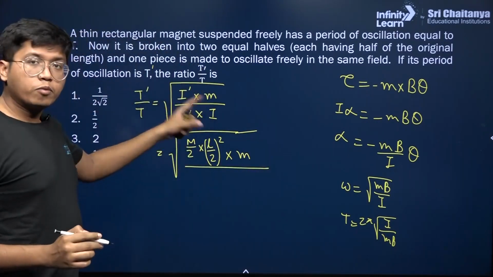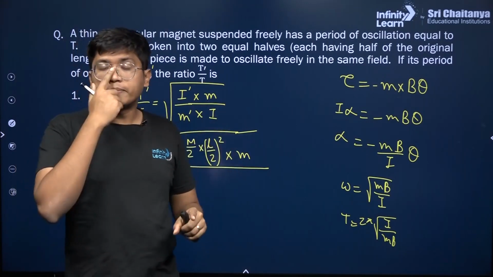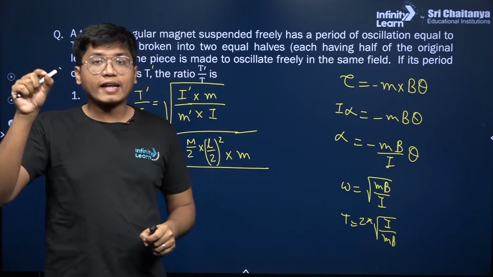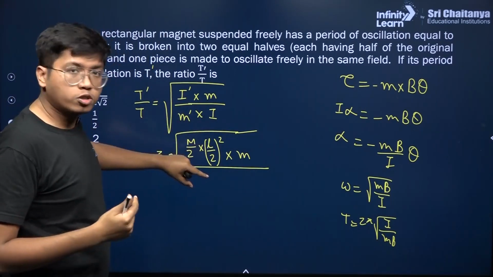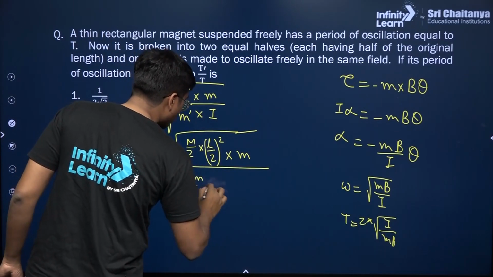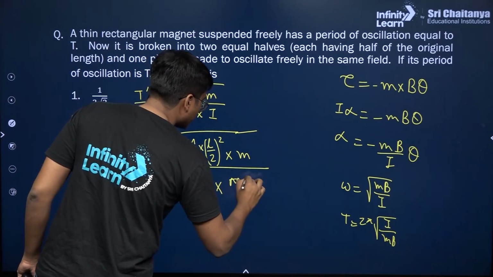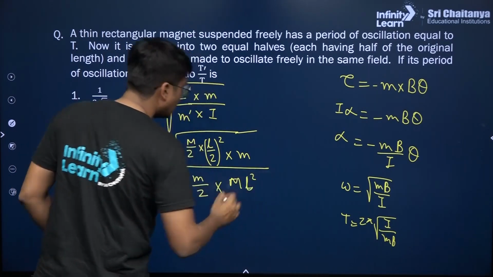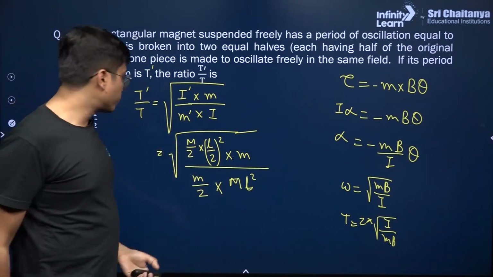Now the new magnetic moment M dash will again be divided in half, because if you recall, the magnetic moment also had 2qL, that L part was there. So if you reduce the length in half, even the magnetic moment would also go down in half. So this becomes M by 2, and I stays as is. You can keep it as ML square. You might have ML square by 12, but that would appear up top as well. They would cancel out. We are not bothered about it.